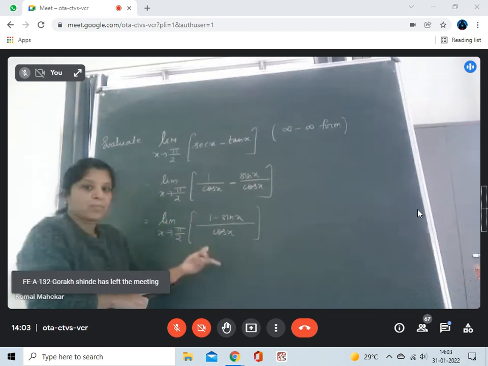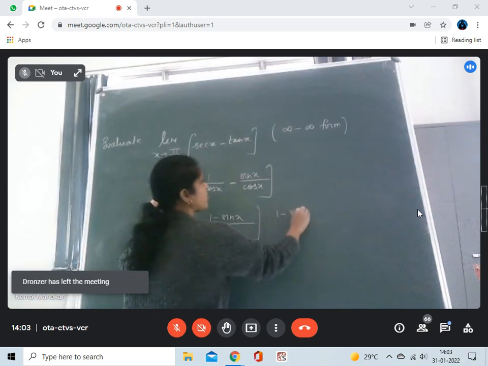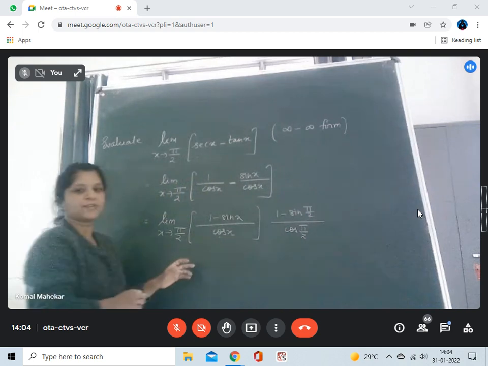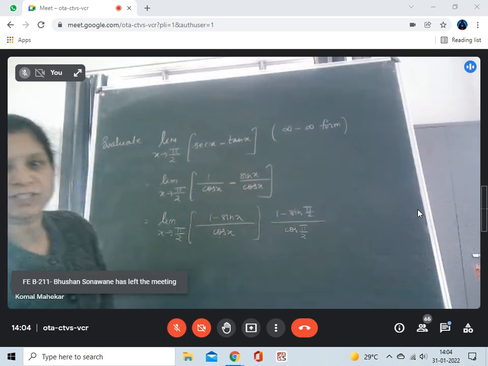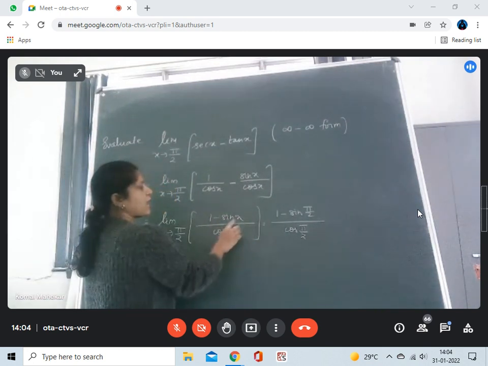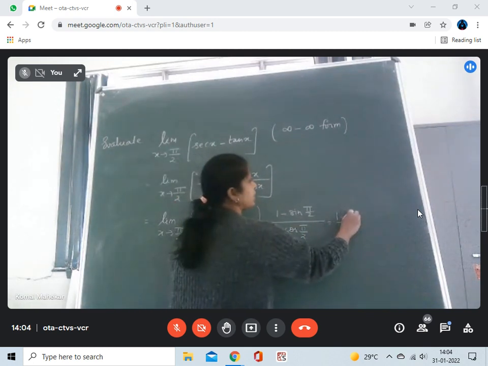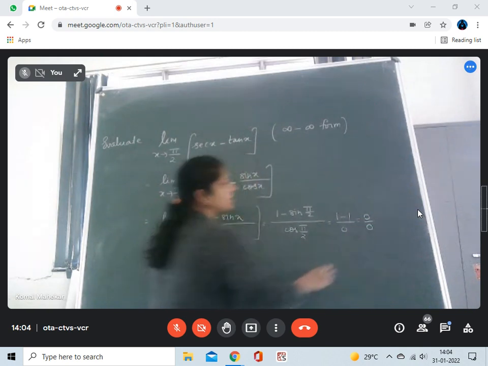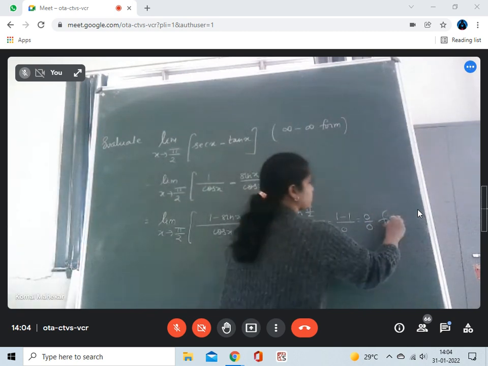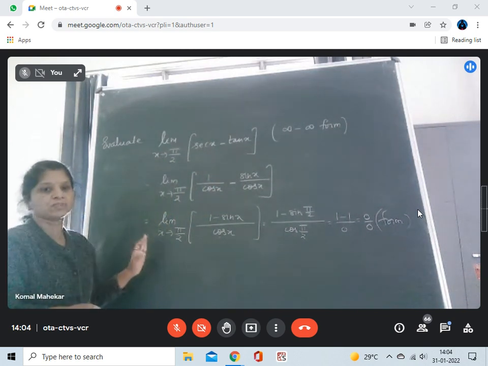Now, what will happen if you put x equal to pi by 2 in this? This becomes 1 minus sin pi by 2 divided by cos pi by 2. Now cos pi by 2 is 0 and 1 minus sin pi by 2 is 1 minus 1, which is 0. So now this is converted into 0 by 0 form, and therefore we apply L'Hospital rule here.